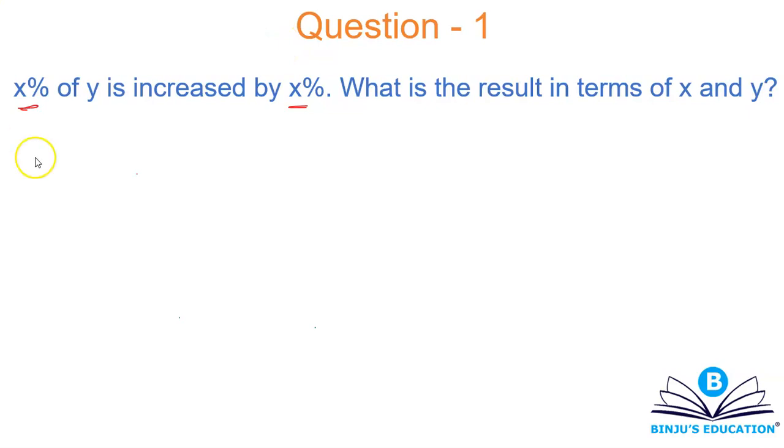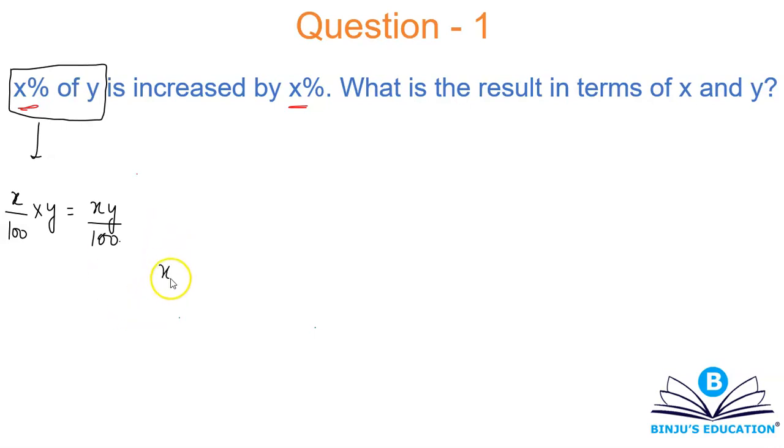So the first one is x percent of y. So x percent of y can be written as x divided by 100 into y, that is simply xy by 100. It's like, how do you write 40% of x? 40% of x is 40 by 100 into x. What is 70% of x? 70 by 100 into x. So what is x percent of y? x by 100 into y.